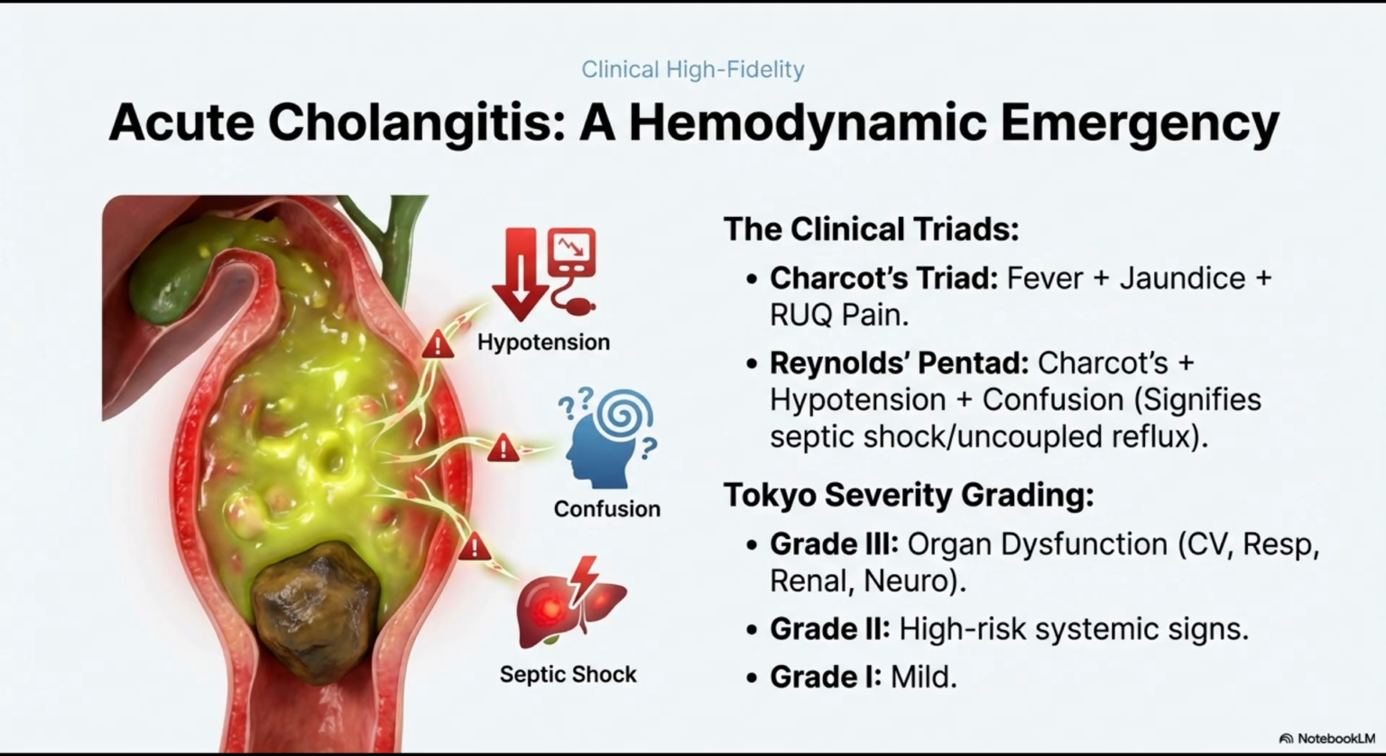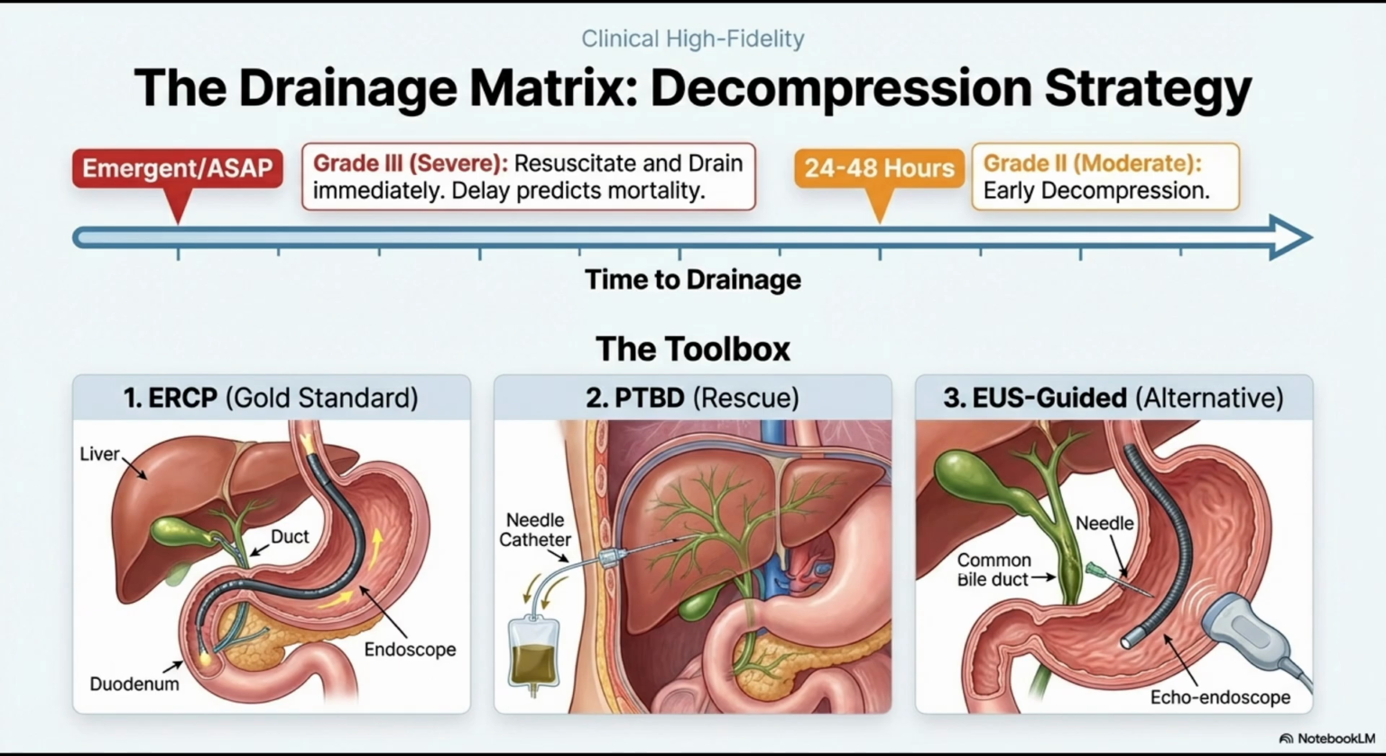Let's talk about source control modalities. Yeah. How do we get the pus out? How do we decompress? The gold standard is ERCP, endoscopic retrograde cholangiopancreatography. You go down the throat, find the ampulla, cut the sphincter, that's a sphincterotomy, pull out the stone, or put in a stent to bypass the obstruction.